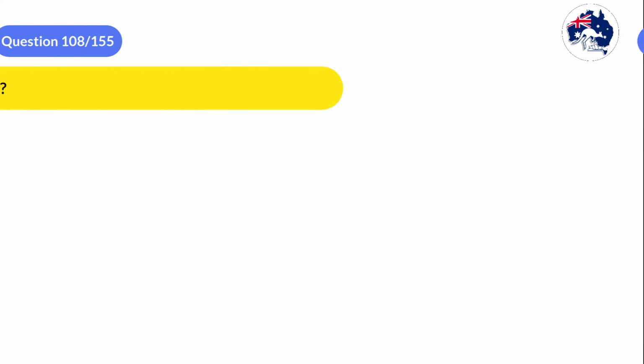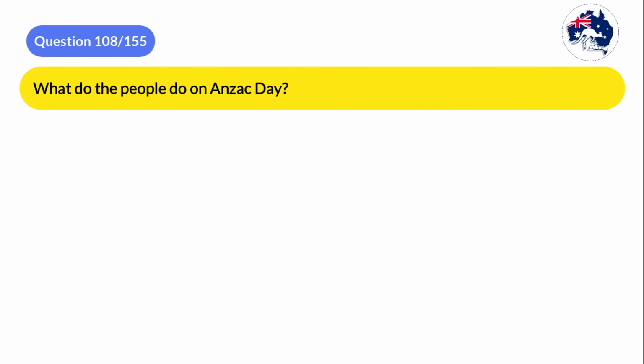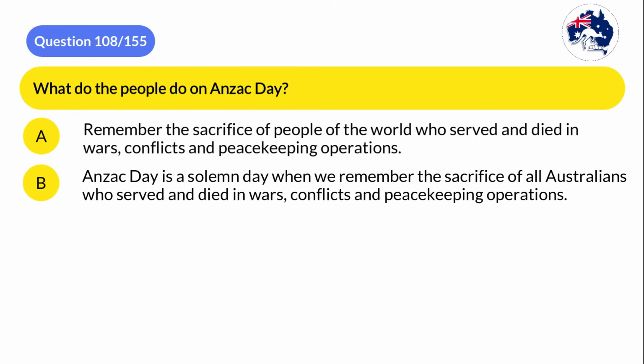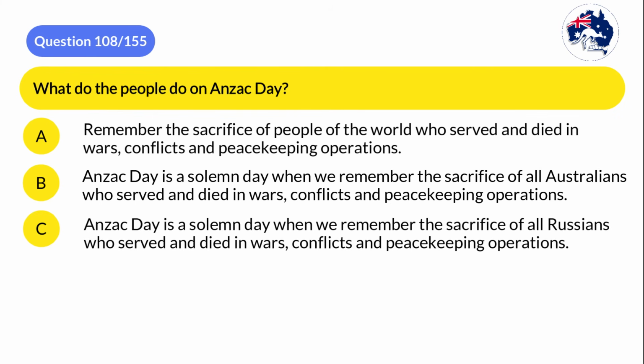Question 108. What do the people do on Anzac Day? A. Remember the sacrifice of people of the world who served and died in wars, conflicts, and peacekeeping operations. B. Anzac Day is a solemn day when we remember the sacrifice of all Australians who served and died in wars, conflicts, and peacekeeping operations. C. Anzac Day is a solemn day when we remember the sacrifice of all Russians who served and died in wars, conflicts, and peacekeeping operations. D. None of the above.